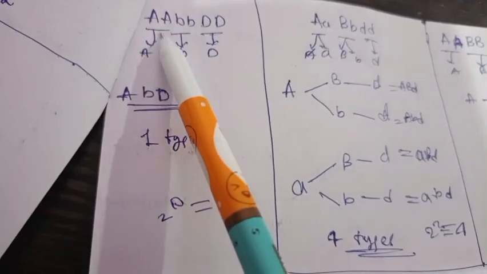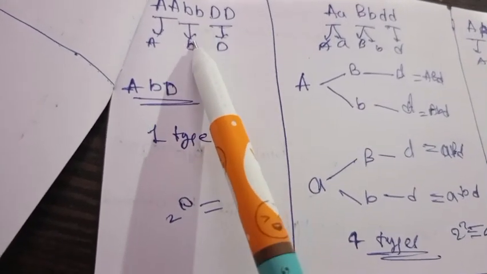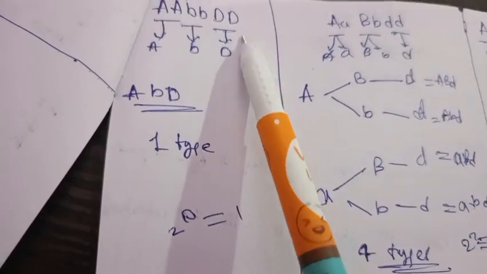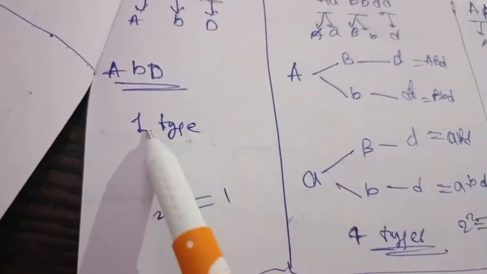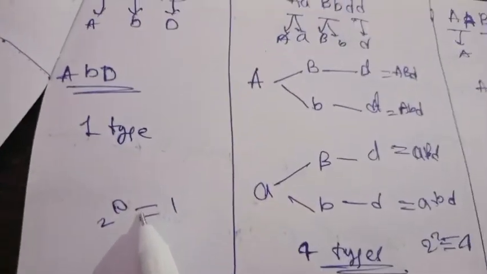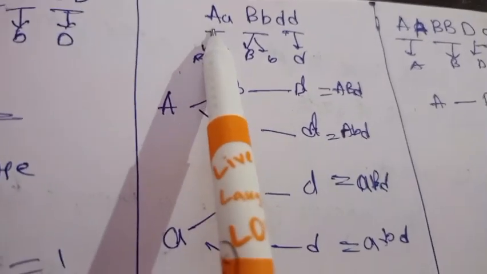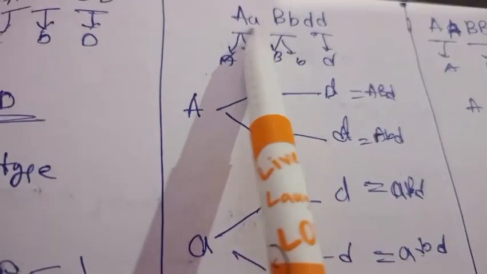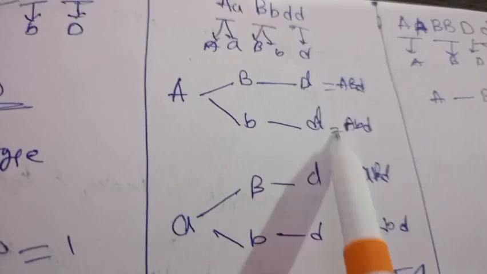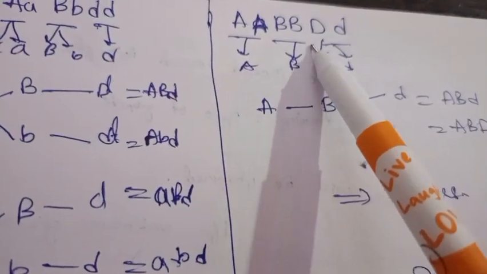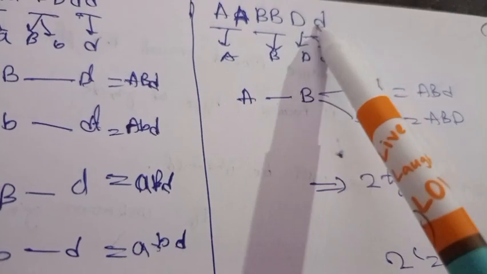Here we have capital A, same gamete, capital B, same gamete, small b, same gamete, capital D, small d, same gamete. So one type of gamete will form, 2 power 0 equals 1. Here we got heterozygous, here we got heterozygous, so there are two types of gametes, 2 square equals 4, right? Here we have capital A, capital B, here we have heterozygous, so here 2 power 1 equals 2 types, right?